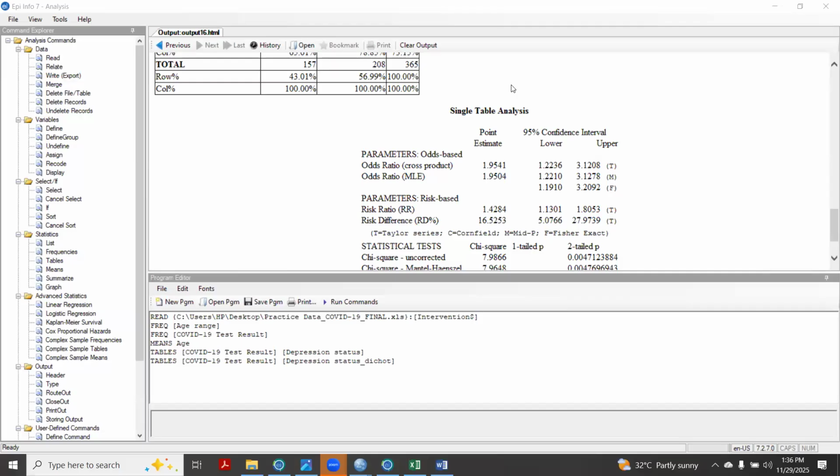Someone is asking in the chat about retrospective cohort study. Now, a retrospective cohort study is a kind of cohort study where the exposure was there before you even started the research. I will give you a very good example.